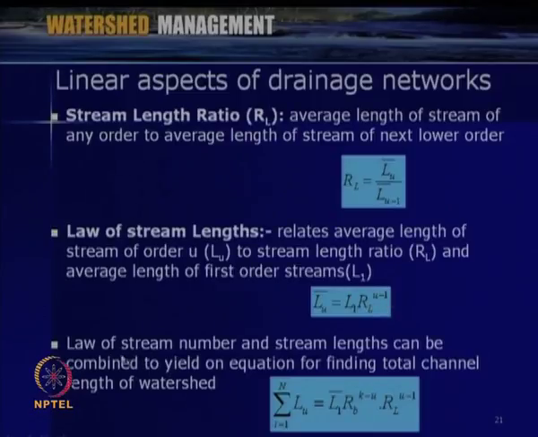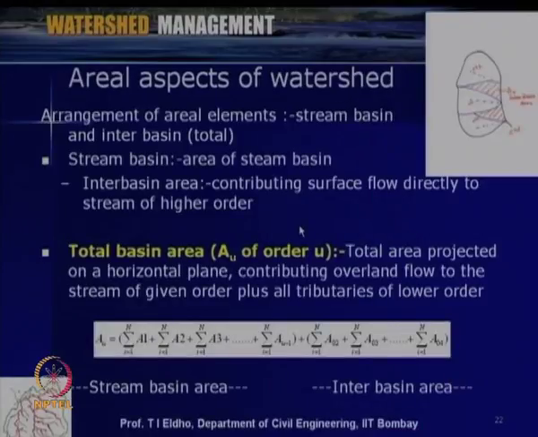Then another definition: the law of stream number and stream lengths can be combined to yield an equation for finding the total channel length. So, sigma i equal to 1 to n Lu is equal to L1 bar into Rb to the power k minus u into RL to the power u minus 1. So, these are some of the important linear aspects. We can quantify the drainage pattern as far as the length of the drainage pattern or the variations within the watershed by using the linear aspects.